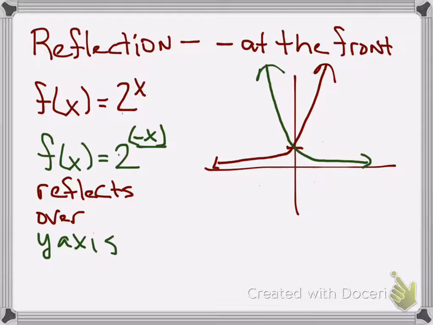So where that negative is located matters. Notice it's in front of the x, but is it in front of the x completely, or is it in front of the x just in that parentheses? That would tell you what kind of reflection you would get. Okay, so there are reflections, and you've got to know whether it's over the x-axis or over the y-axis.